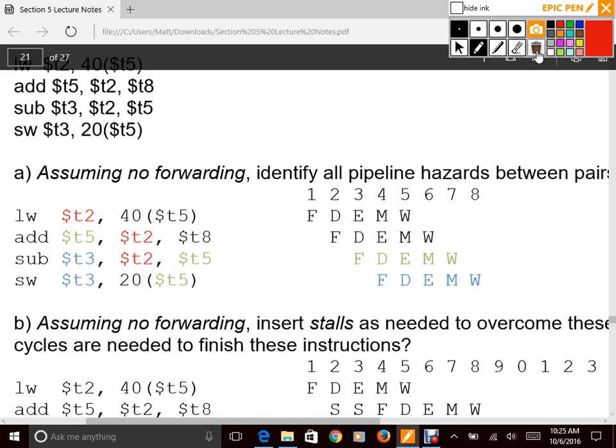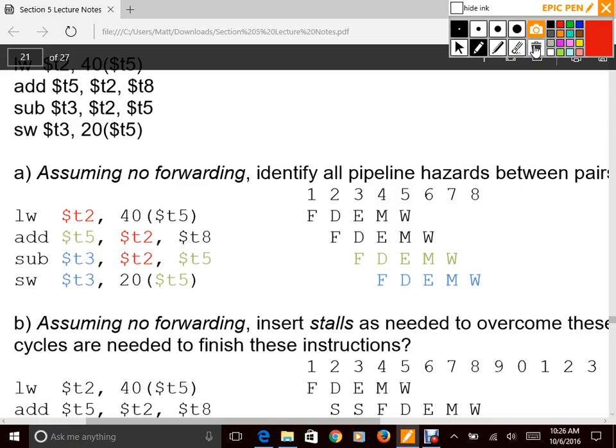Likewise, in addition, I'm calculating T2 and T8 and adding them and putting the result in T5, right? So I would also need T5 here and there because I don't have the value in the register yet. So those are both hazards.